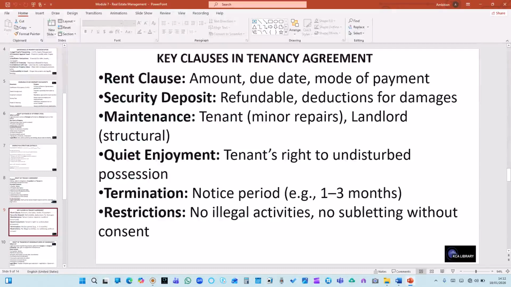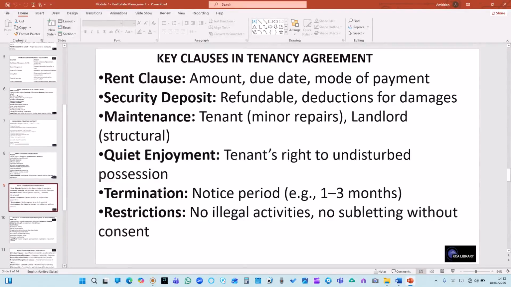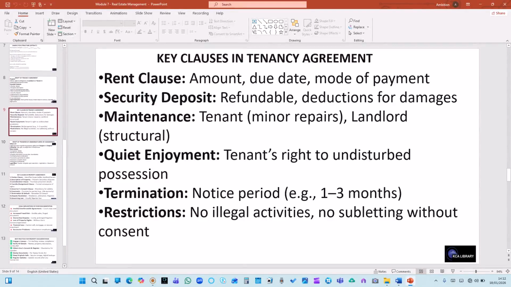Then quiet enjoyment, that is the tenant's right to undisturbed possession. Then the termination clause, which includes the notice period, for example 1 to 3 months, as well as the restriction clause: no illegal activities, no subletting without the consent of the landlord. So these are some of the clauses that could be found in a tenancy agreement.